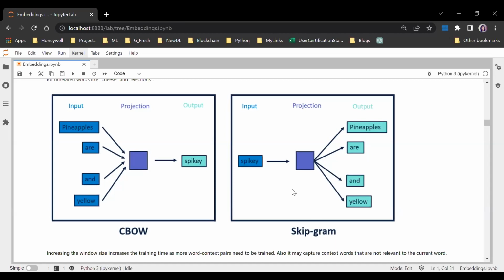Also, if our objective is to identify more frequently occurring words, then CBOW is a better choice, because if a word occurs more often, it will have more training words to train. And skipgram works well when we have a very small data set, and we tend to identify some rarely occurring words.